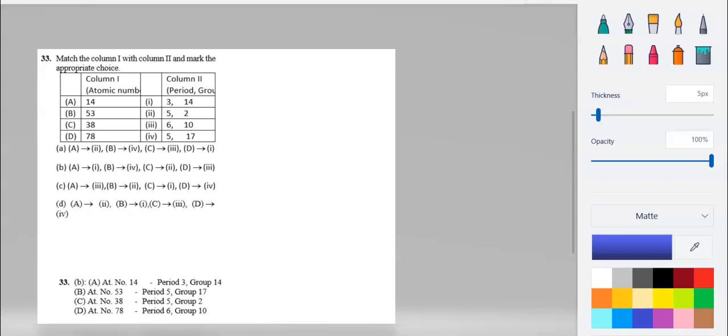So now we are starting question number 33. Match column 1 and column 2 to mark the appropriate choice. Here we have to match atomic number with its appropriate period and group number. So the answer is option B actually.